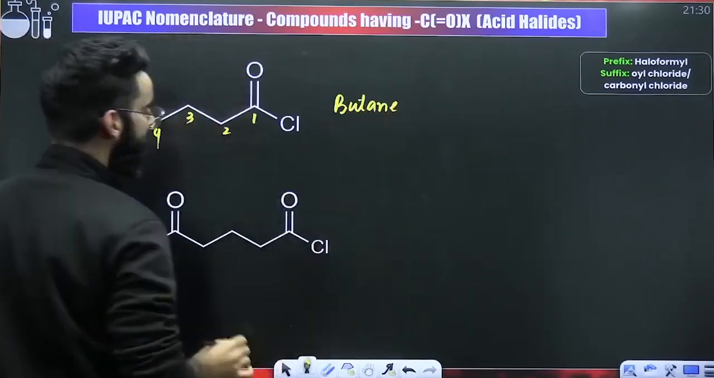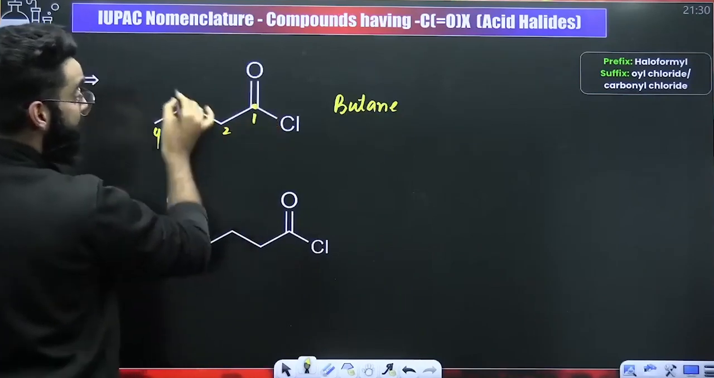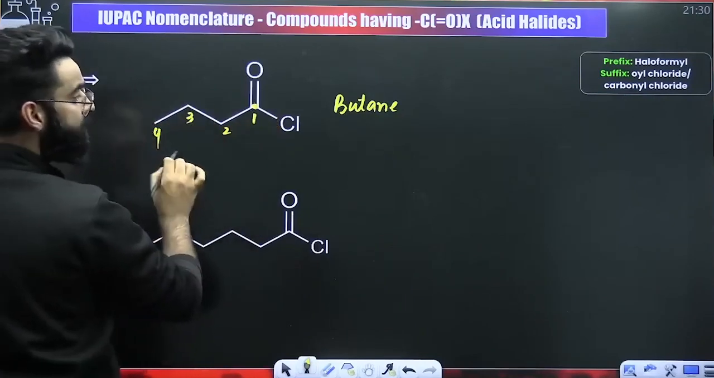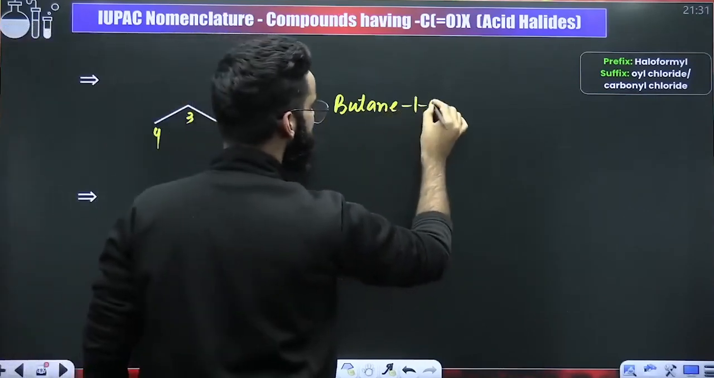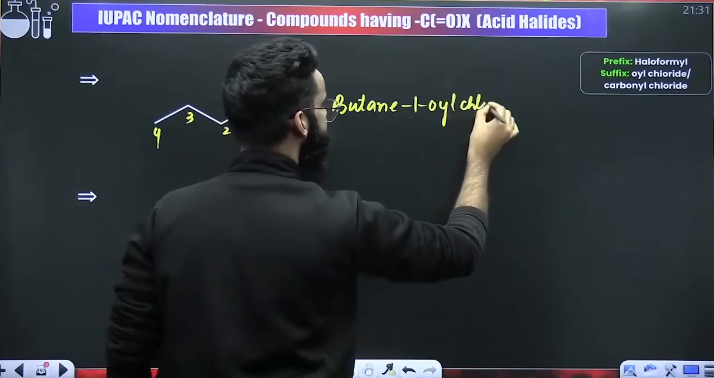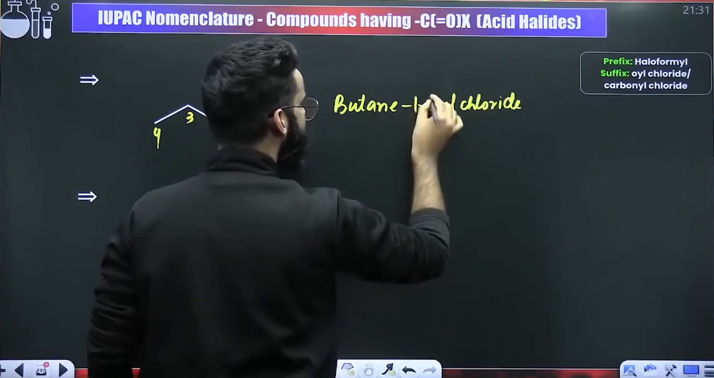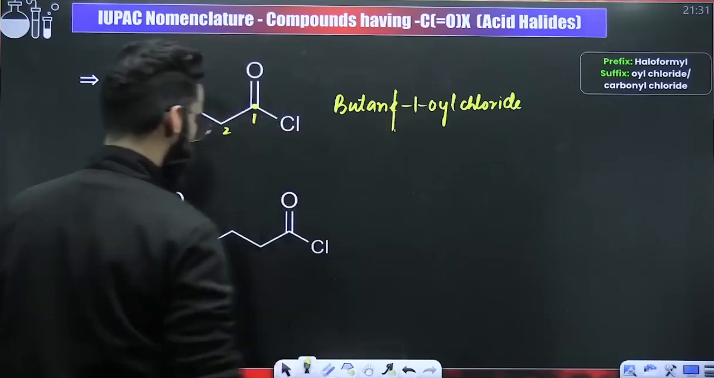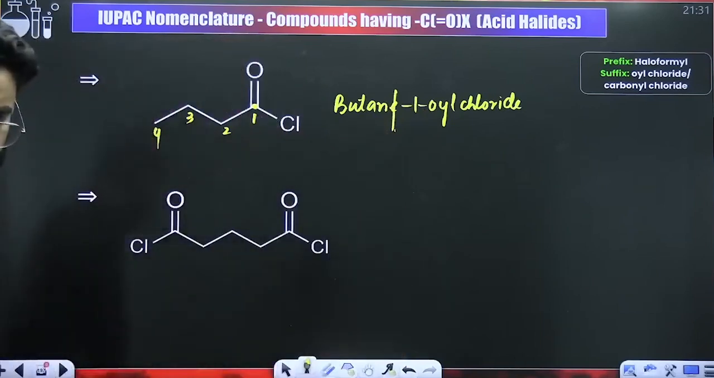So it's butane, right? The carbon of the functional group is part of the parent chain, right? So I'll be using oyl chloride. This is 1 and this is oyl chloride here. Oyl chloride, right? After E, a vowel sound is starting, so drop the E.